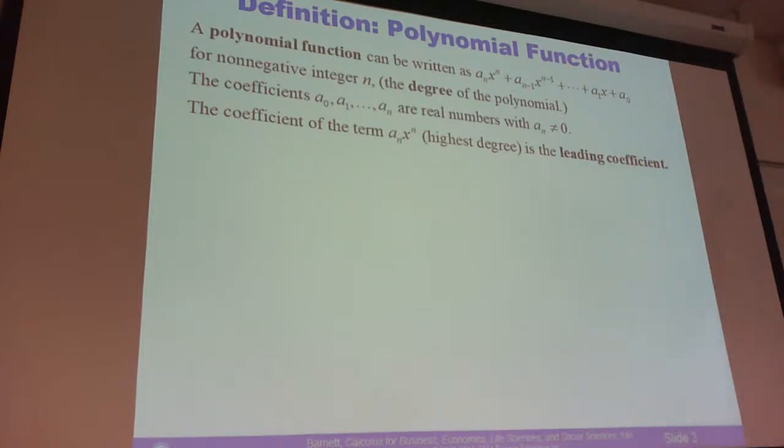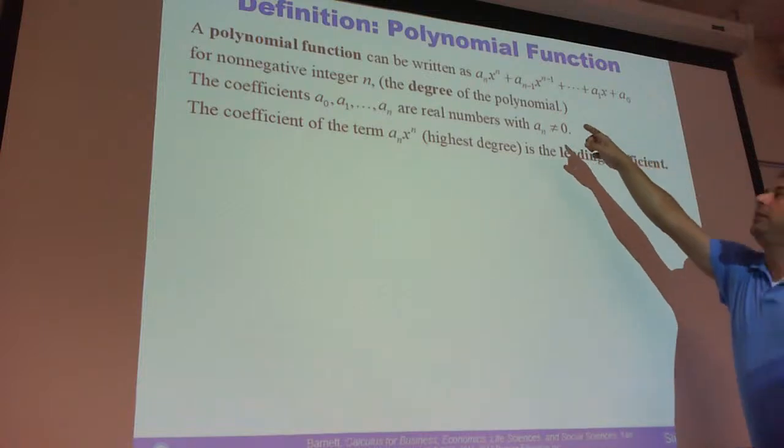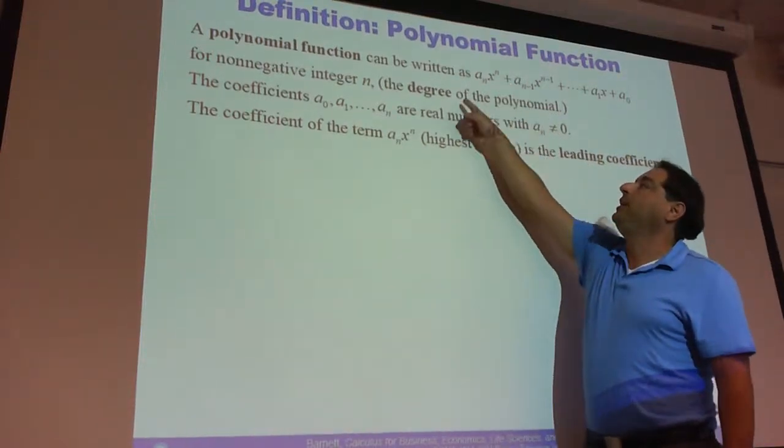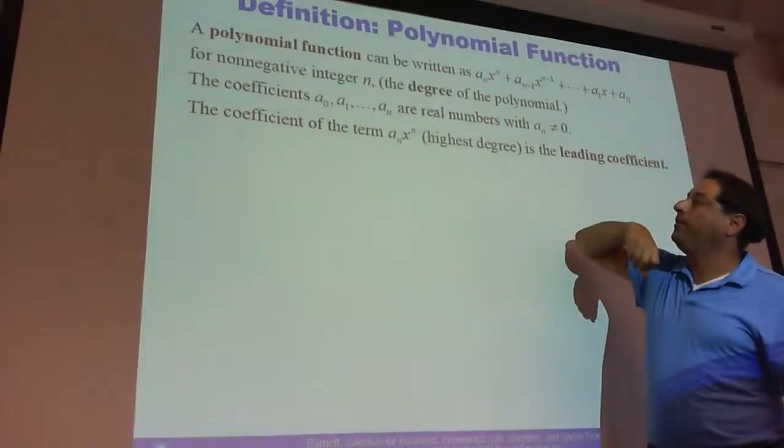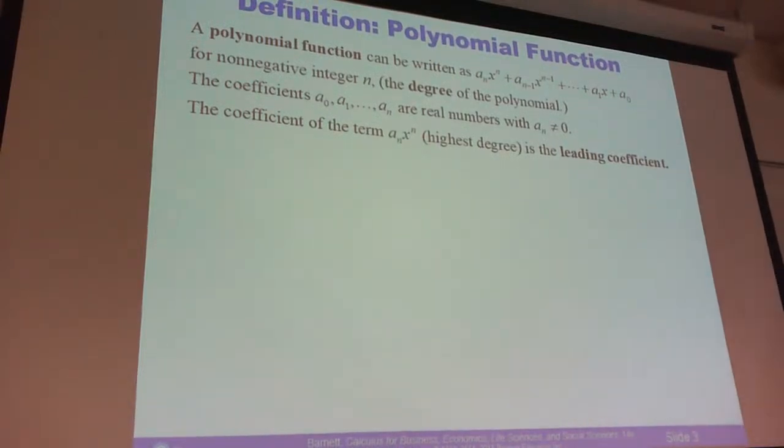usually go downward from there. The leading coefficient, the number in front, the one with the highest exponent, tells you the degree of the polynomial. Okay, and we'll look at some examples.